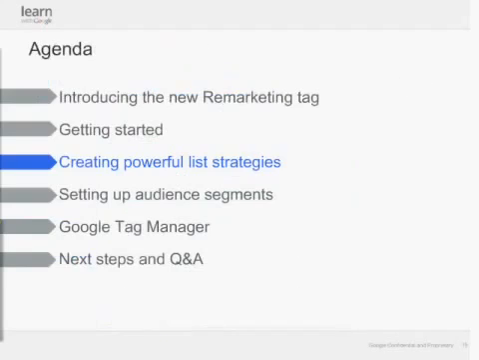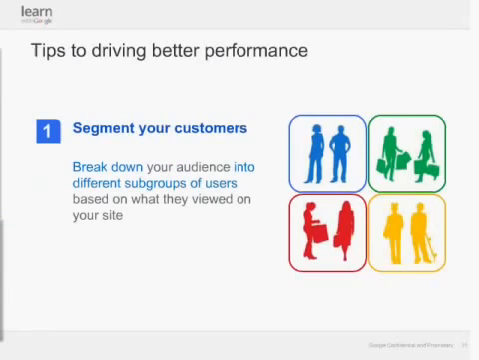So the biggest idea here is that not all website visitors are created equal, and that's the kind of information that you are deriving from that pixel on your website. You're getting the ability to segment your customers. You can break down your audience into different subgroups of users based on what they viewed on your site. So for instance, you can use that powerful behavior to do very cool things.